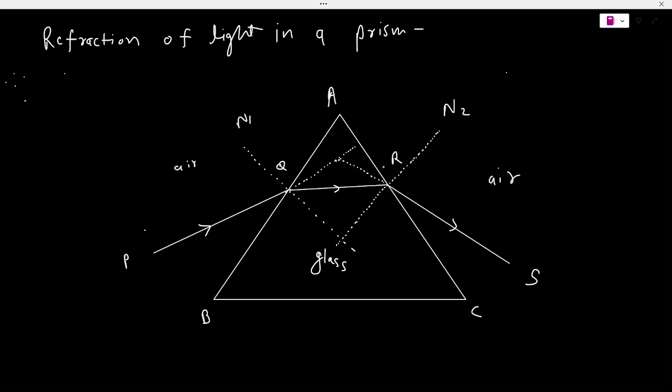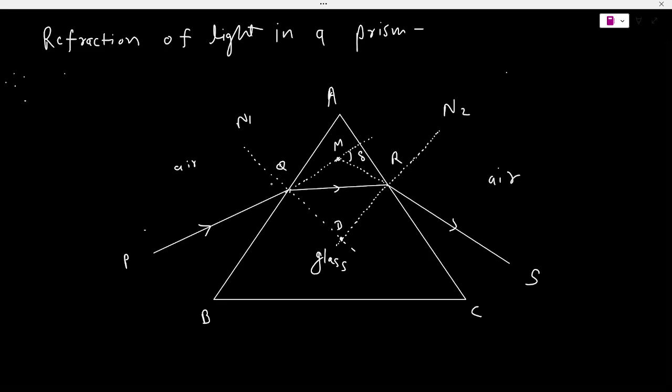So to find the angle between the incident ray and emergent ray, you have to extend the incident ray and emergent ray. Okay, so we have extended the incident ray as well as the emergent ray, and they're intersecting at this point. Let's say the point is M, and here we have another point, let's say that point is D. Now this angle is called the angle of deviation. This is the angle between the incident ray and emergent ray.